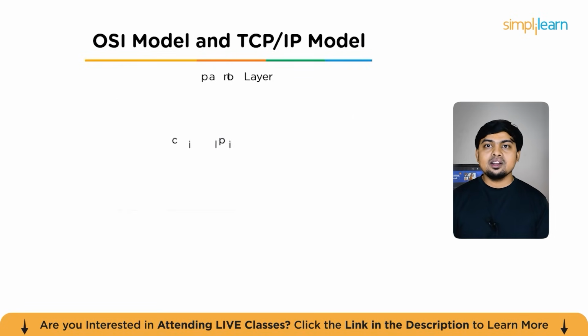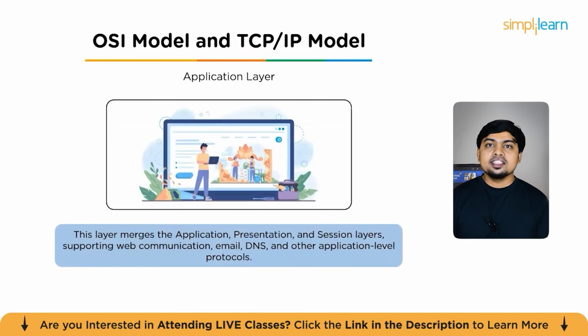Now is the last layer, which is the application layer. This particular layer combines the OSI model's application, presentation, and session layers together. Responsibilities are web communication, email, DNS, application protocols, and a lot more. Now, any app on your device that uses the internet interacts directly with this particular layer.